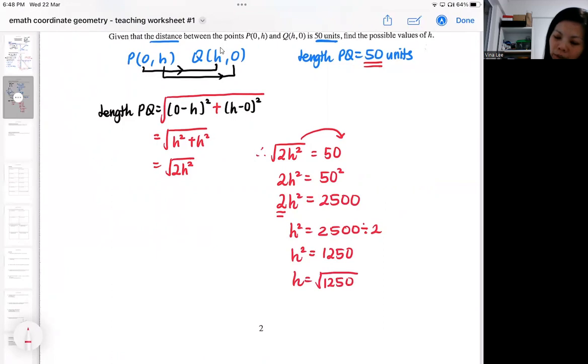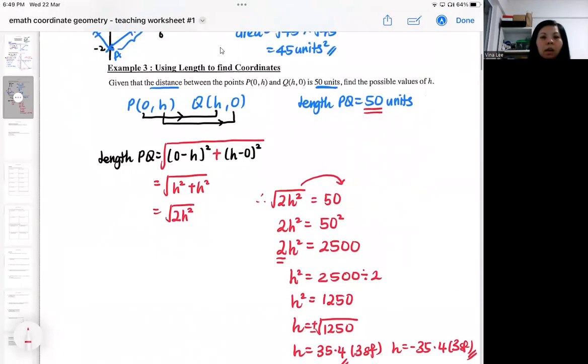When I take the square root, I get 2 possible answers, because taking a square root always gives you 2 possible answers. So it can be positive 35.4 or negative 35.4. Give it to 3SF if it's not stated. So that is the opposite. They can give you some algebra and the length, and there are some unknowns in the coordinates. So you apply the formula.